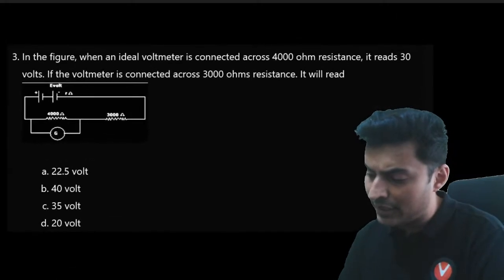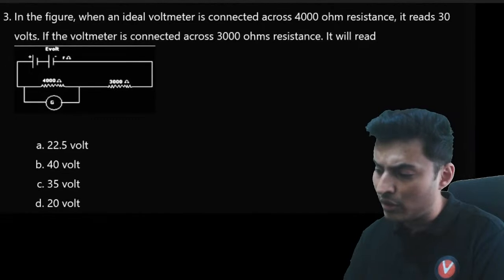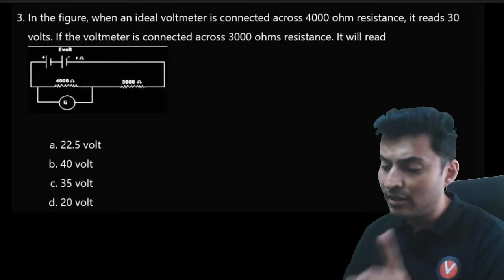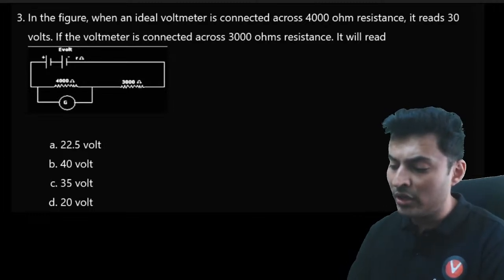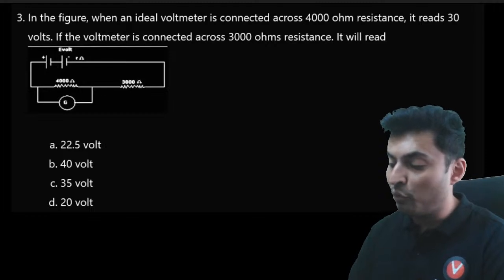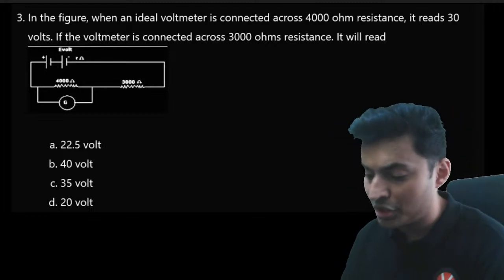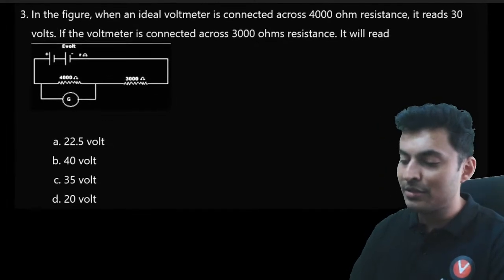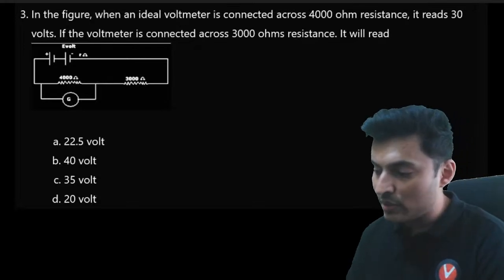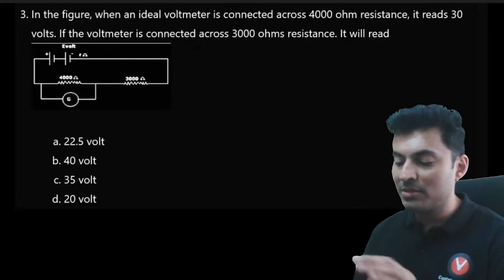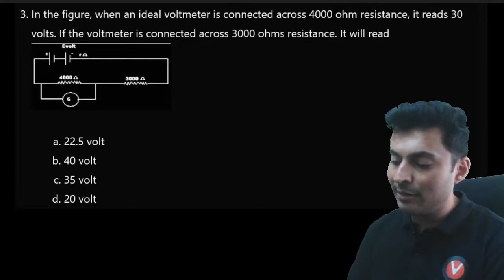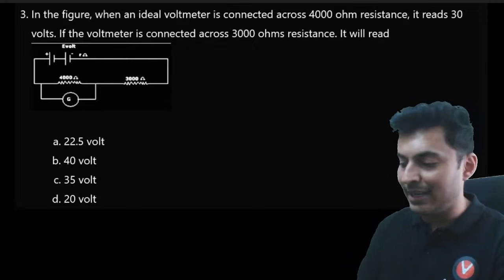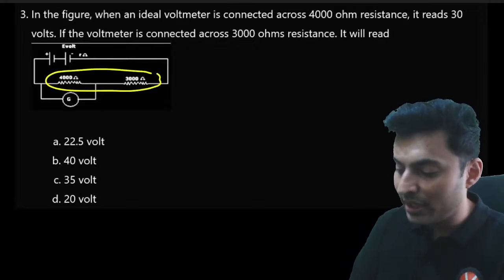In this particular figure, an ideal voltmeter is connected across a 4000 ohm resistance. It reads 30 volts. If the voltmeter is connected across 3000 ohms, then what will it read? That is the question. Let's see if you can figure this out. It's not that difficult. For 4000 ohm, it reads 30 volts. For the 3000 ohm, how much will it read? This is an ideal voltmeter, so it measures the true voltage. It has infinite resistance.